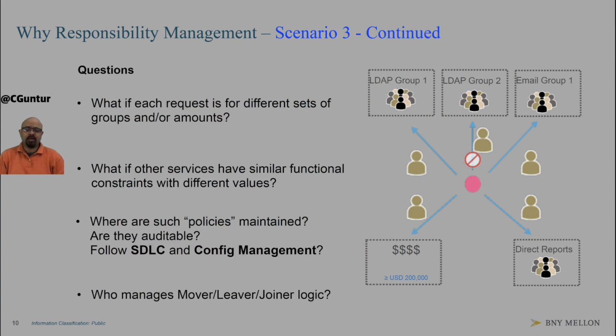The questions that arise are very similar. What if each request is for different sets of groups and amounts? What if other services have similar functional constraints? Such functional constraints are commonly referred to as policies. Where are these policies maintained? Are these policies auditable? Do they follow SDLC and configuration management guidelines set about in your organization? And once again, who manages the movers, leavers, and joiners?